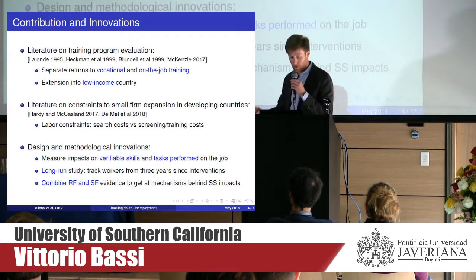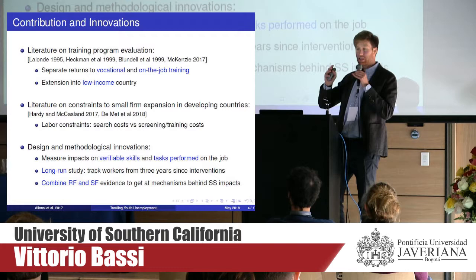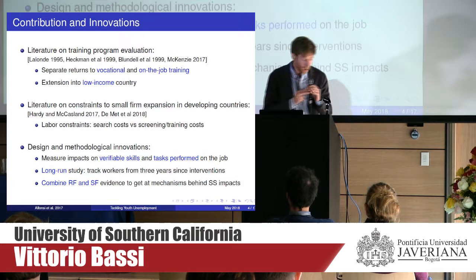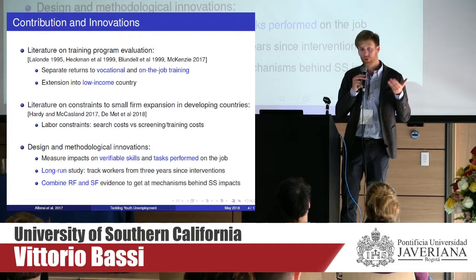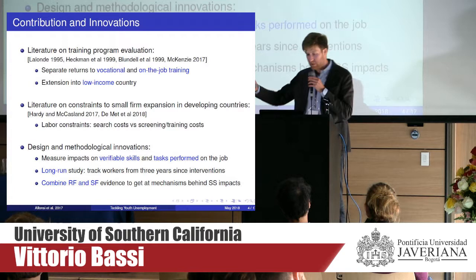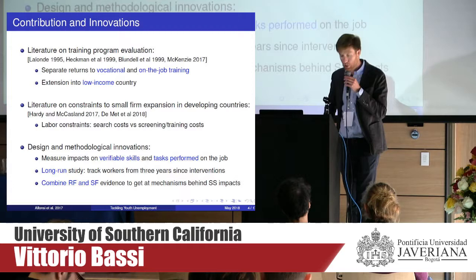In terms of innovations, I'm going to show you the outcomes that you would expect, which are, of course, employment and earnings. But we're also going to measure the skills of the workers. This is important because it's going to allow us to talk about whether there is any meaningful human capital accumulation and what kinds of skills workers are learning through these different types of programs, and how that explains the results. We're also going to measure the tasks the workers perform on the job, and compare this across treatments.